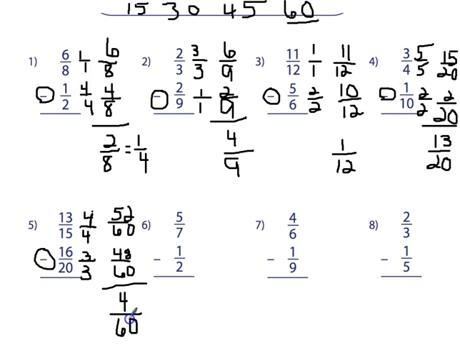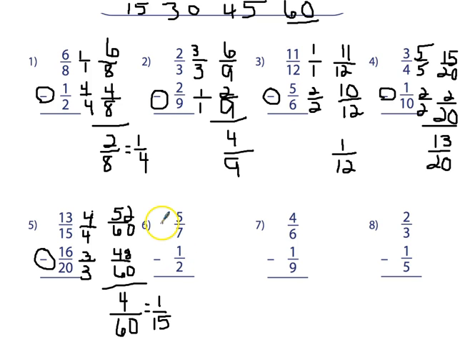Well, 4 60ths. Can I reduce 4 60ths? I know I can use 2. What about if I use 4? 4 goes into 4 one time. 4 goes into 60. Well, 4 goes into 6 one time and 2 left over. 4 goes into 20 5 times, so I have 1/15 in lowest terms.